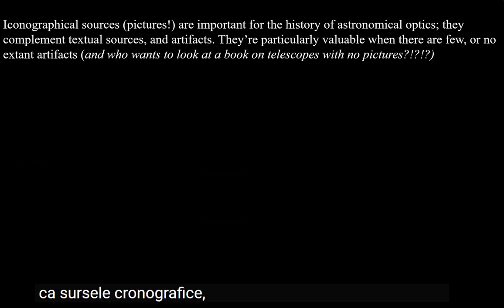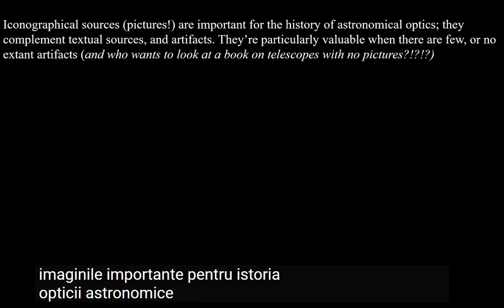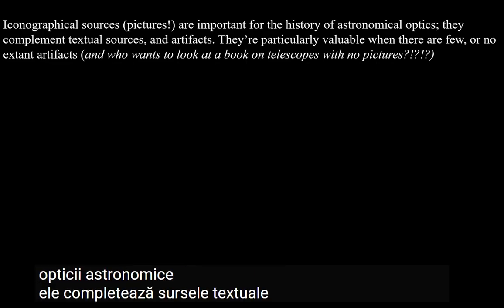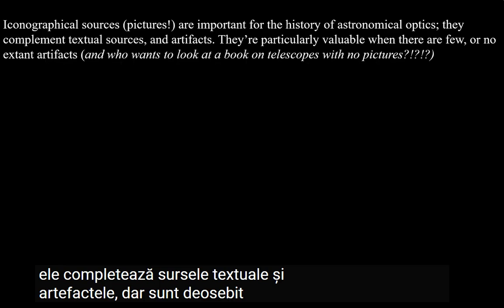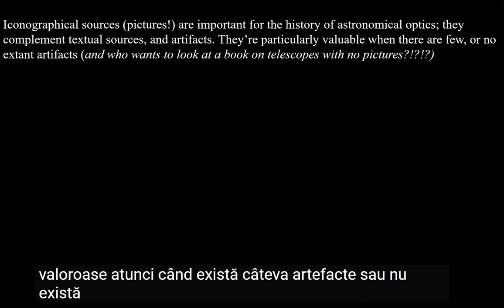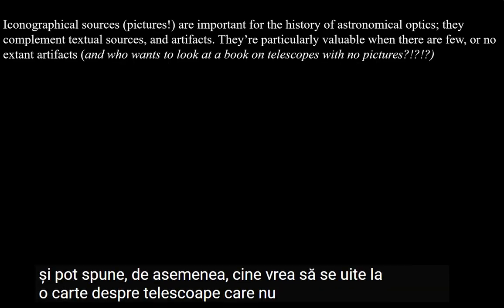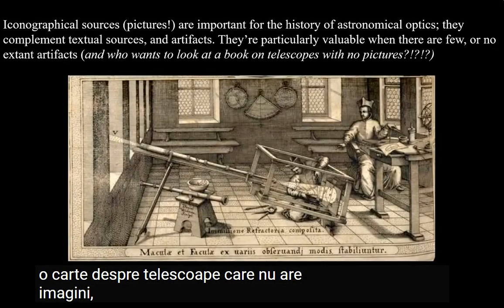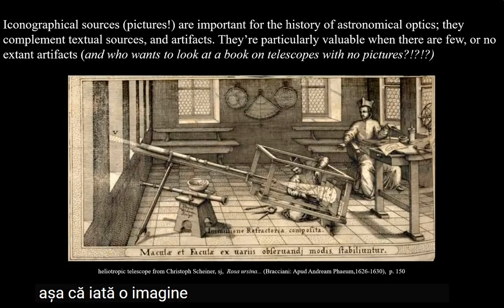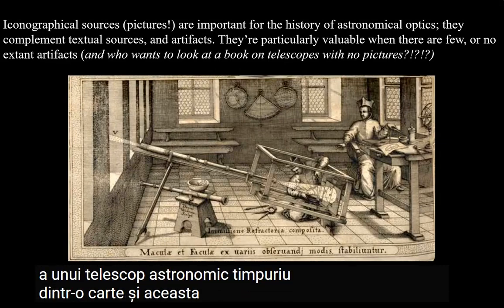Iconographical sources, that is, pictures, are important for the history of astronomical optics. They complement textual sources and artifacts, but they're particularly valuable when there are few or no extant artifacts. And I can also say, who wants to look at a book on telescopes which has no pictures? So here's an image of an early astronomical telescope from a book. And this is a wonderful image.